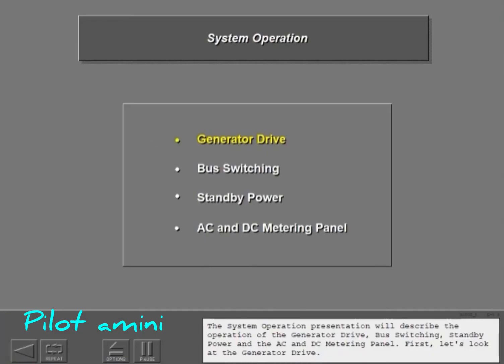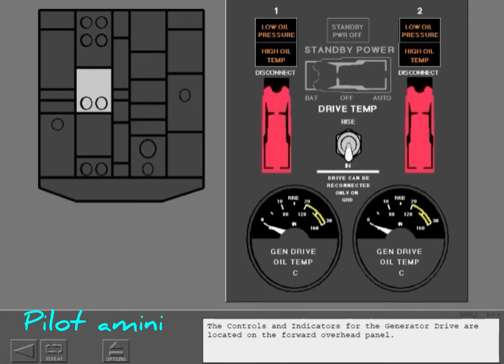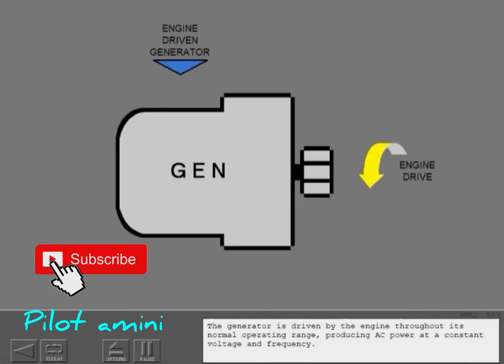The system operation presentation will describe the operation of the generator drive, bus switching, standby power, and the AC and DC metering panel. First, let's look at the generator drive. The controls and indicators for the generator drive are located on the forward overhead panel. The generator is driven by the engine throughout its normal operating range, producing AC power at a constant voltage and frequency.